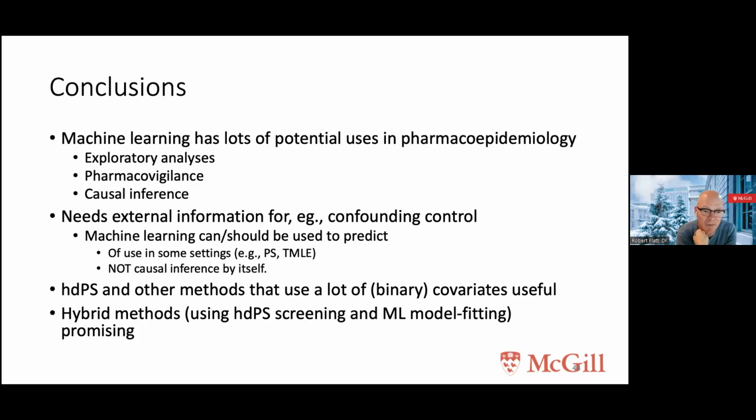It needs external information. The whole idea behind what I've been describing is that machine learning tools are great for prediction. We can use them, like in the targeted maximum likelihood setting, for prediction. We can't use them for causal inference by themselves. And I've sort of tucked this in, but the high dimensional propensity score and other methods like this can be used as well. When we've got lots of binary covariates and simple administrative data, they are fairly interesting. And then these hybrid methods are interesting as well.